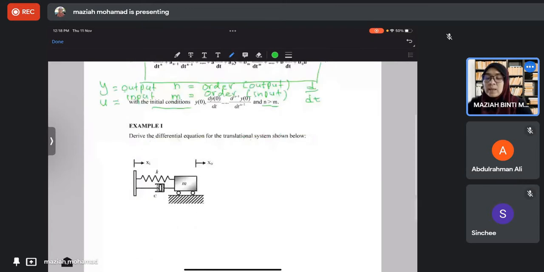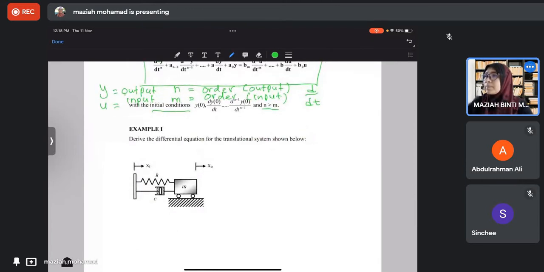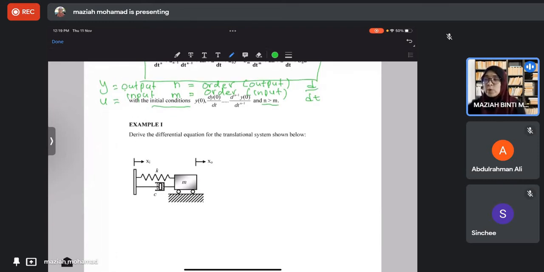Right, so let's see one example here. In this example, we're going to derive the differential equation for the translational system. Basically we just repeat what we did in chapter 1, but instead of drawing a block diagram, we're going to put the equation in terms of ODE. So the steps are still the same.